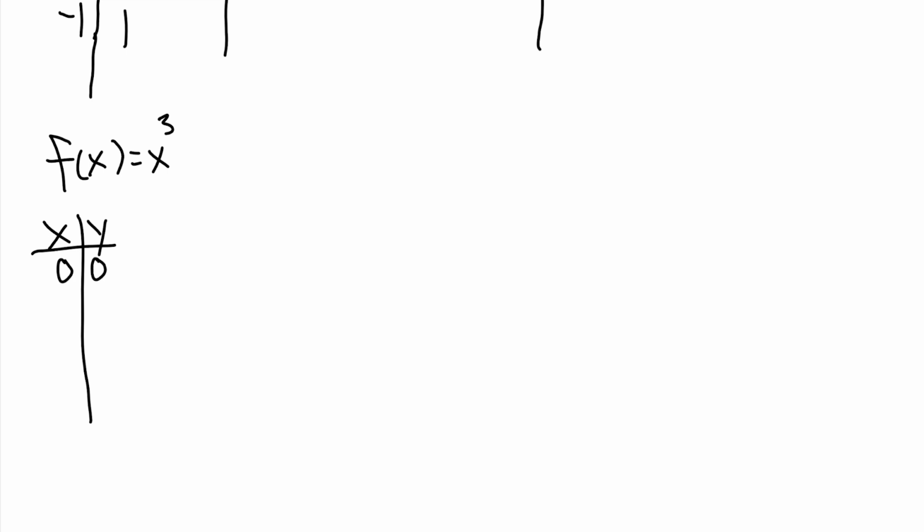Again, I want to say we've seen this one before, but let's just write this out. So putting in 0, we get out 0. Putting in 1, we get out 1. Putting in 2 to the third power, that's 2 times 2 times 2. So we're going to get 8. So this is getting larger faster than the squared function. By the way, this is called a cubic function.